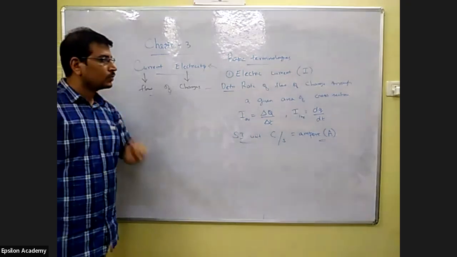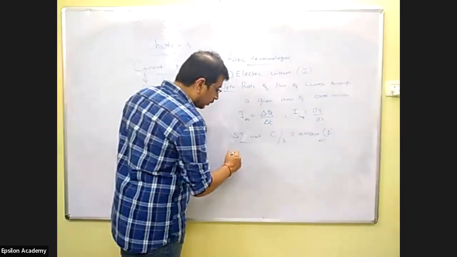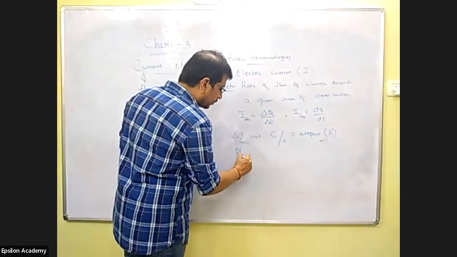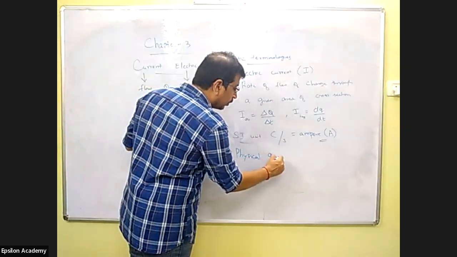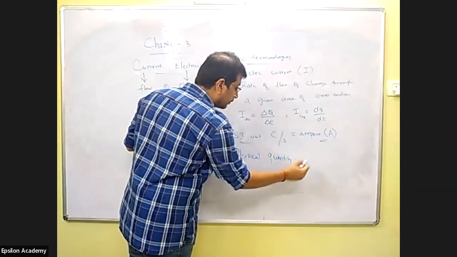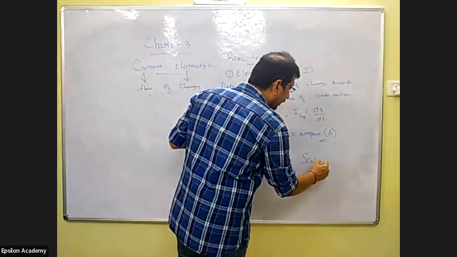Right? Now the next thing is, what is the type of physical quantity? Is it a scalar quantity or a vector quantity? It is a scalar quantity. If you ask me a question, right? Now I have a question.